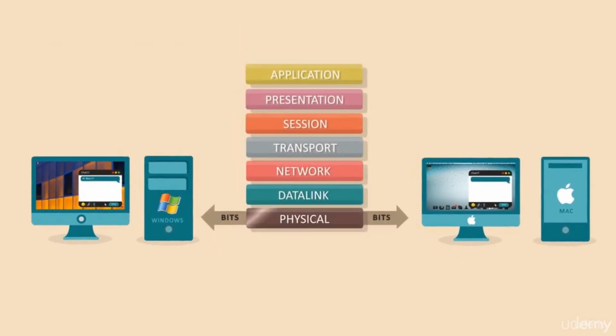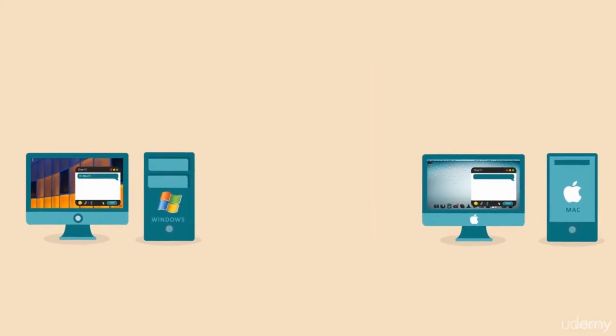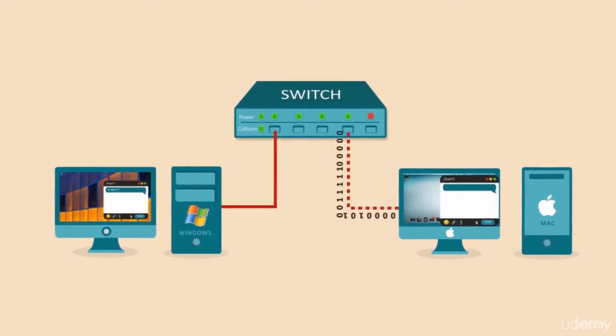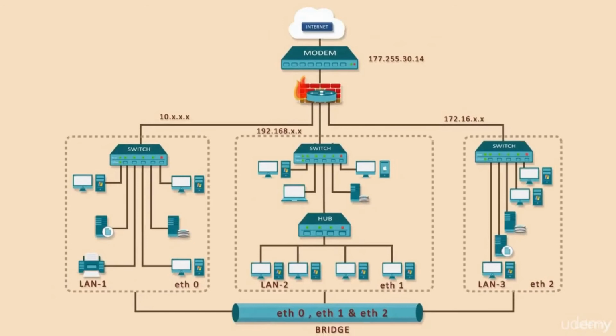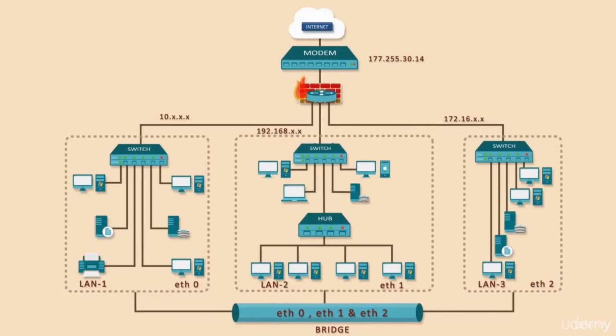Finally, the receiver gets the data in bitstream and the corresponding headers for all the layers are verified and the application layer now displays the message to the MAC system. This is how communication happens between systems on a network.